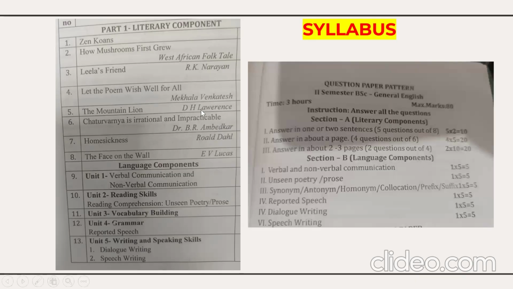So what's the skeleton here? From part A, 8 lessons, 2 marks, 5 questions; 5 marks, 4 questions; and 10 marks, 2 questions. Verbal, non-verbal communication, 5 marks. Unseen prose and poetry with option, 5 marks. Synonyms, antonyms, homonyms, collocation, prefix, suffix, 5 marks. Reported speech, 5 marks. Dialogue writing, 5 marks. And speech writing, welcome speech, word of thanks, 5 marks.